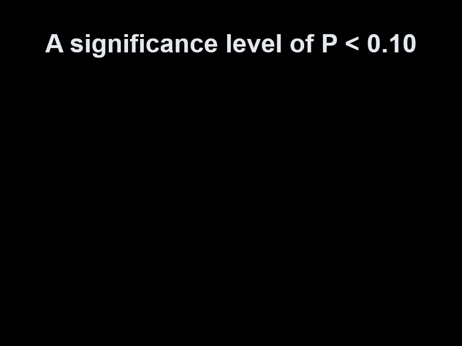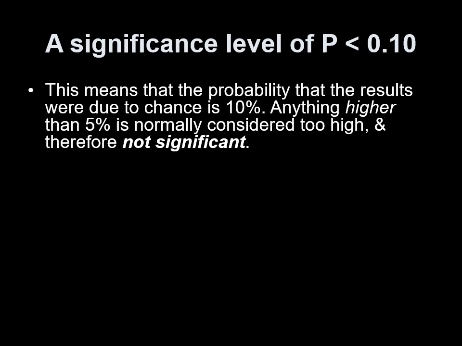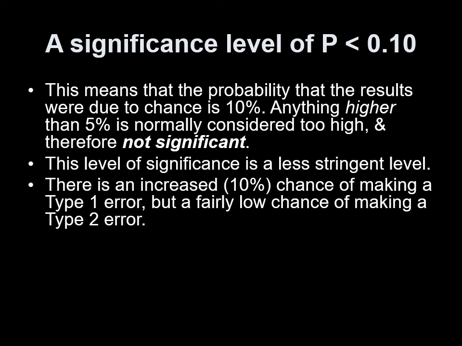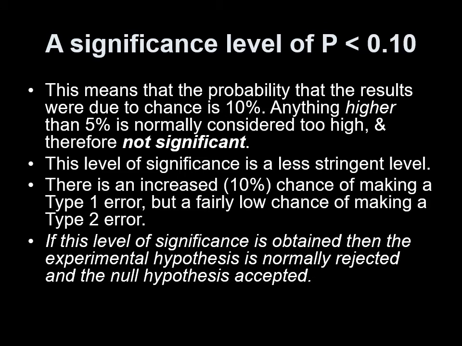So if you want to get less stringent, you could do p is less than 0.10. That's similar to before. Less stringent levels mean a 10% chance of making a type 1 error, but a fairly low chance of making a type 2 error. So you're not really being very scientific if you're doing that, and you wouldn't really tend to do that.